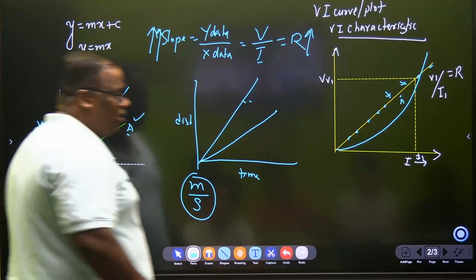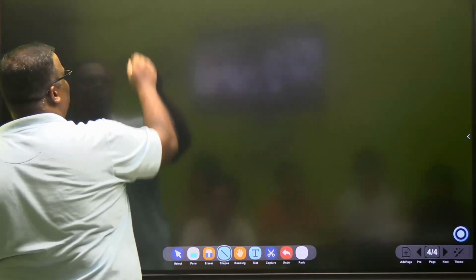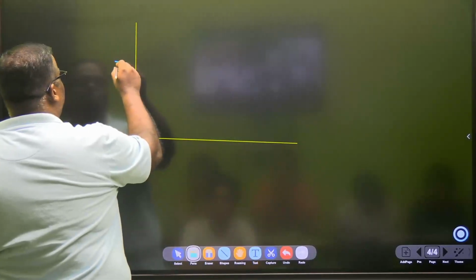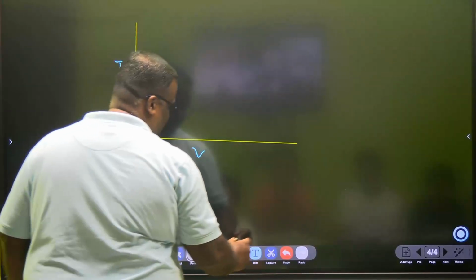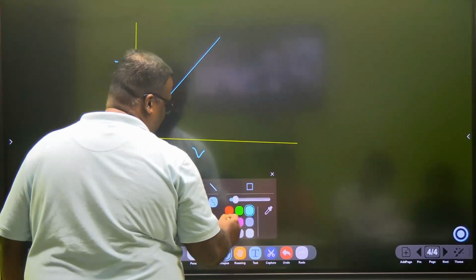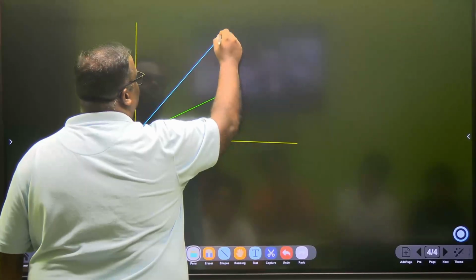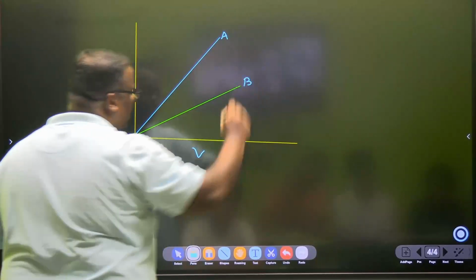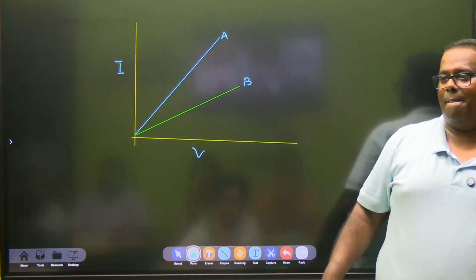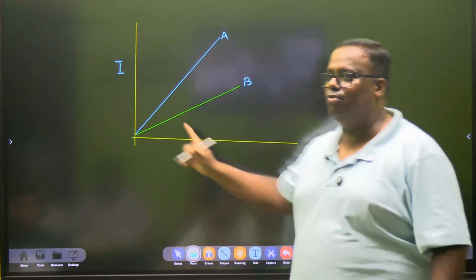Now let's see a question which comes very common in Phoenix Green. And many children used to make it wrong. There, they used to do a very tricky question. Two conductors A and B, which is offering more resistance? Now B is offering more resistance because you should look at the graph.